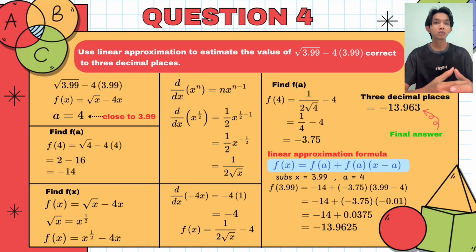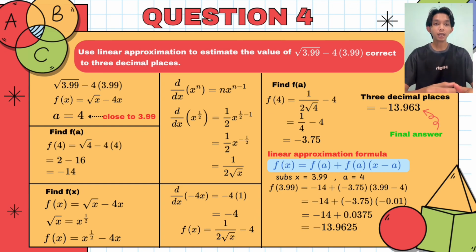So the question is to use approximation to estimate the value of sqrt(3.99) minus 4 multiplied by 3.99, correct to 3 decimal places. So the first step we need to do is find the number that is closest to 3.99, and we choose 4. Next we need to find f(a). We use f(a) equals sqrt(a) minus 4a, and we substitute 4 into a, and we got the answer minus 14.